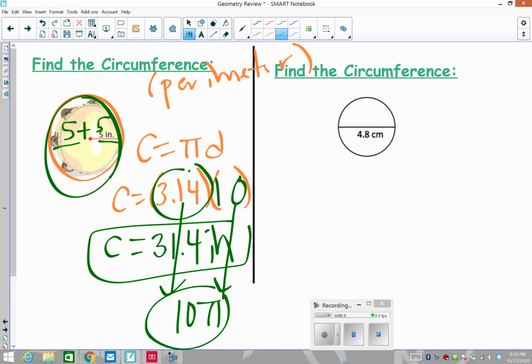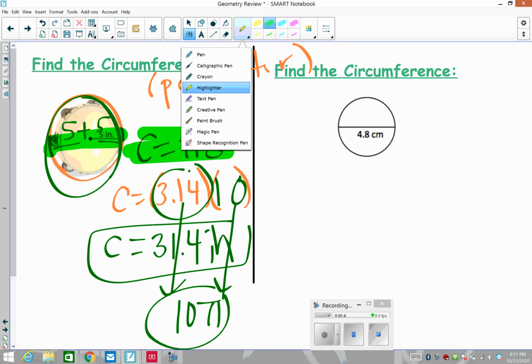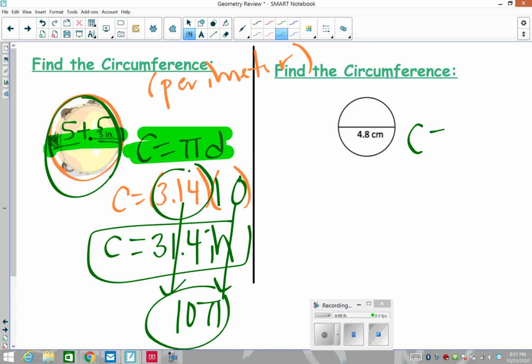Just be aware of that. It could come up as well. So when I need a circumference, I'll just use pi d. Make sure you actually have a d in your formula. Notice I did 5 plus 5 to get the diameter, because I was given the radius. When I need a circumference, I'll just use pi d.